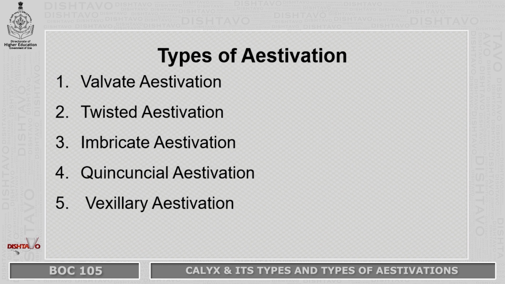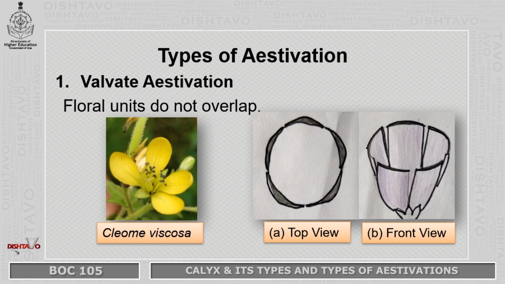There are 5 different types of estivation: valvate, twisted, imbricate, quincuncial and vexillary. In valvate estivation, the floral units do not overlap each other. They are just touching, or they may be little apart from each other. The example of the flower which shows valvate type of estivation is Cleome viscosa.